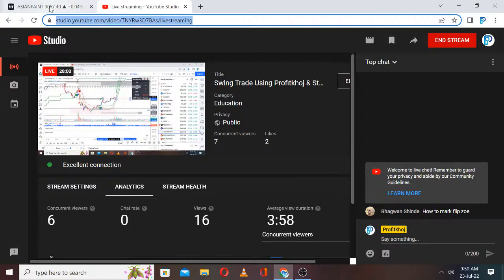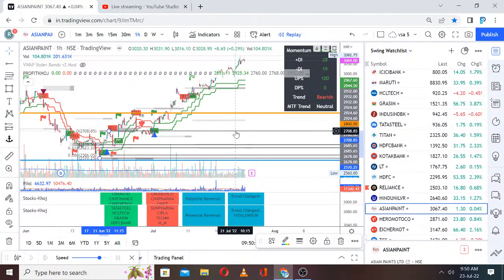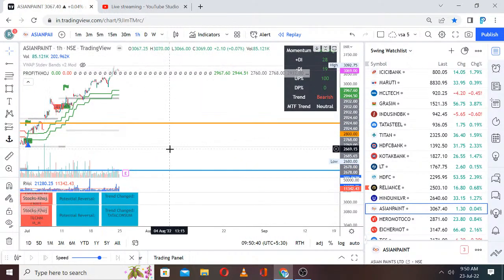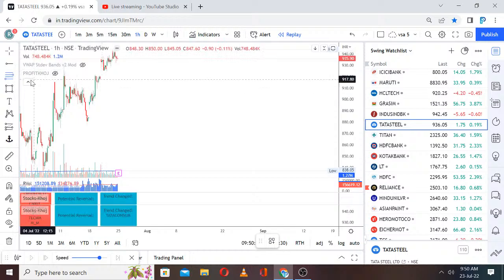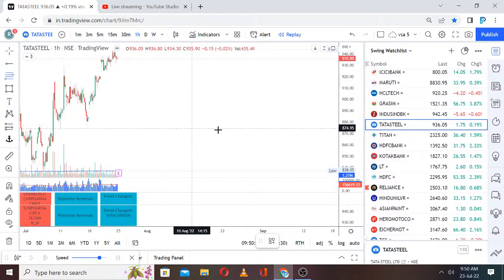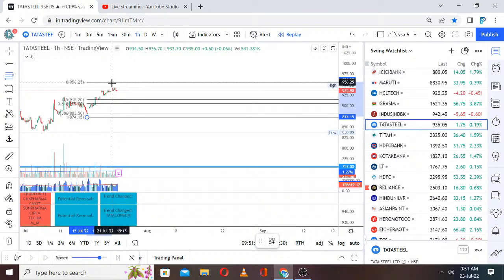Fifth zone, I have already informed how to mark the fifth zone. You can check out the video. Once again, I will show you. So basically, we are looking at this swing. So for clear understanding, let's take any other stock. Okay, I'll remove the Profitkhoj indicator. You have to look at the swing. So swing for me, swing low is this, and swing high is this.